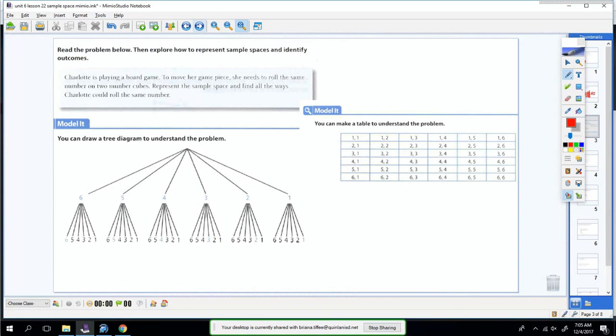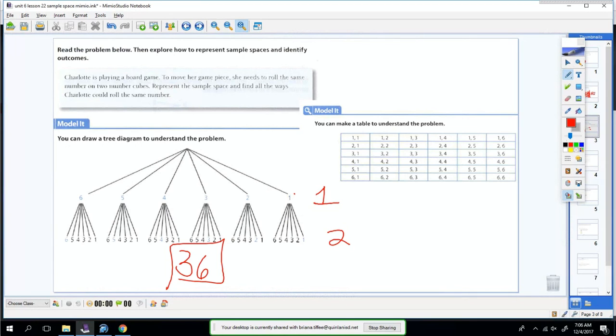So Charlotte is playing a board game. To move her game piece, she needs to roll the same number on 2 number cubes. So represent the sample space and find all the ways Charlotte could roll the same number. Well, on a number cube, which is just a dice, you can roll a 1, 2, 3, 4, 5, 6. So this is your first roll. From that first roll, you roll another 1, 2, 3, 4, 5, 6, because this represents your second roll. So there's a total of 36 possible outcomes.